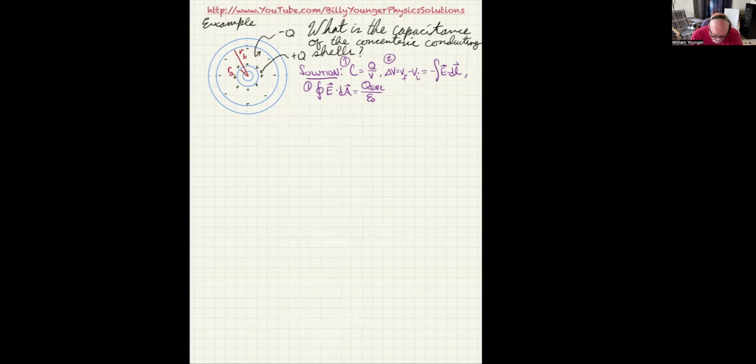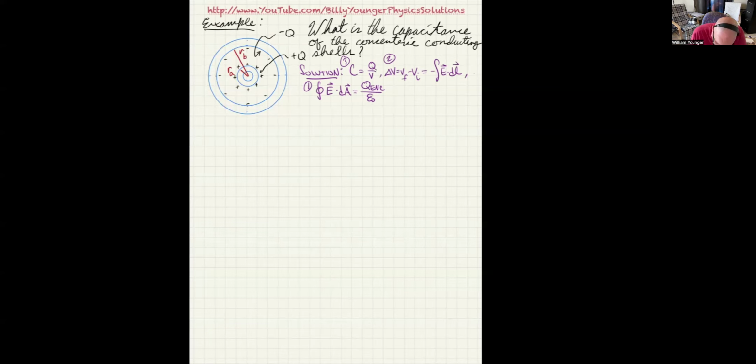Okay. So that's our example. This is what we're working as the first problem in the 242 class for today. So let us begin. I'm going to draw a Gaussian surface. That Gaussian surface is going to be, let's say, green.